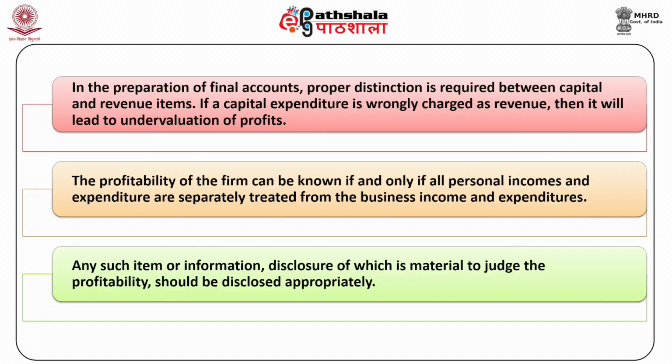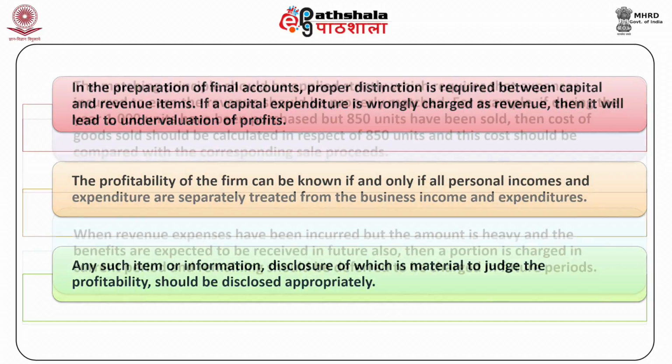2. The profitability of the firm can be known if and only if all personal incomes and expenditures are separately treated from the business income and expenditures. 3. Any such item or information, disclosure of which is material to judge the profitability, should be disclosed appropriately.